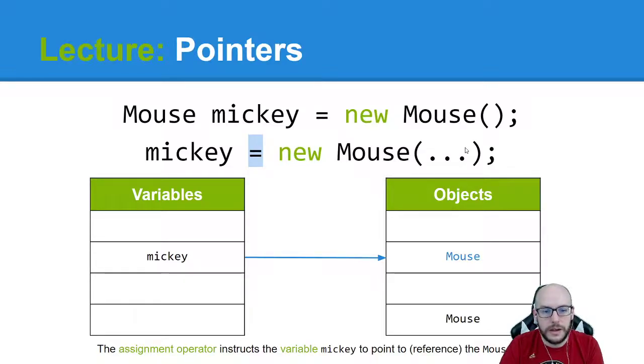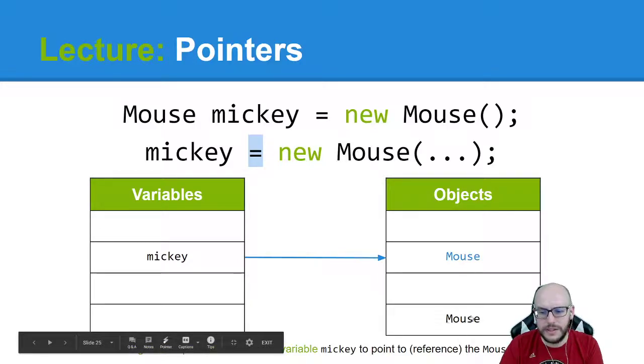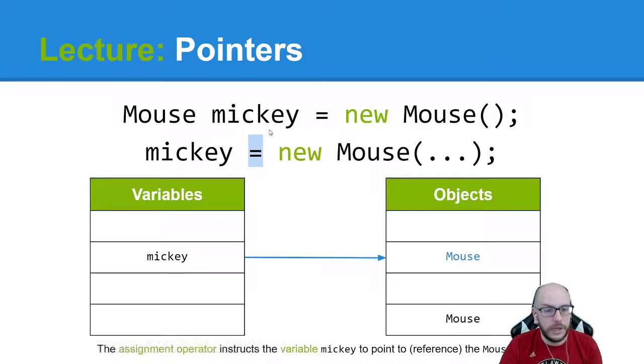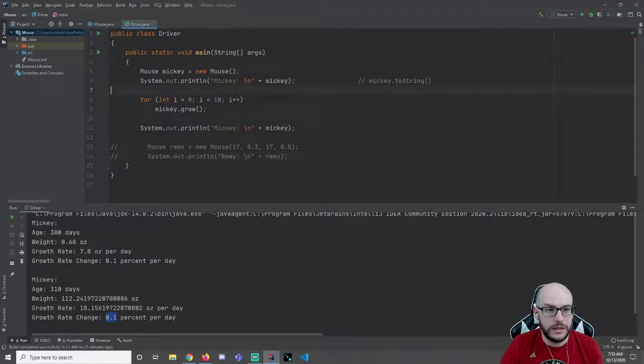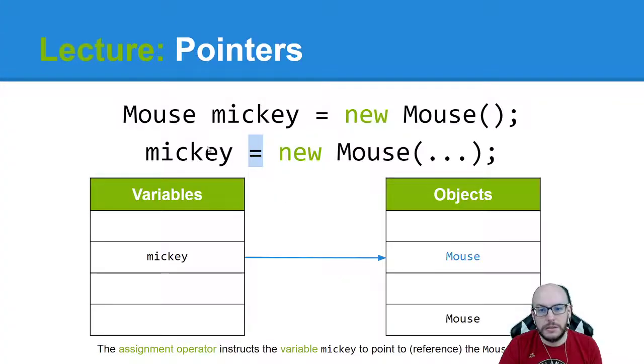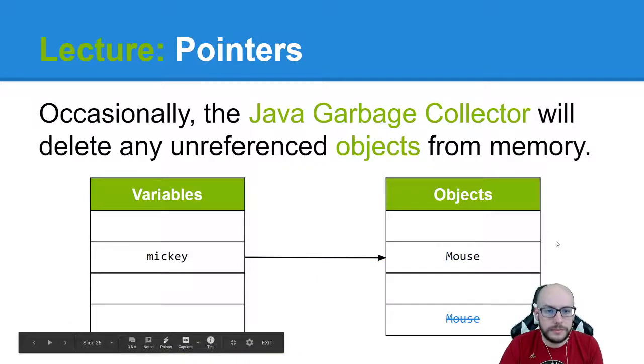Something that's going to be kind of interesting is what happens to this guy? This mouse is effectively dead to us because there's nothing that's referencing it. The only way that we can get to these objects is by going through these variables. What do I mean? Well, look here. Once I have Mickey, the way that I refer to it is by talking about the variable. So if there's no variable that is referencing the object, what happens to it?